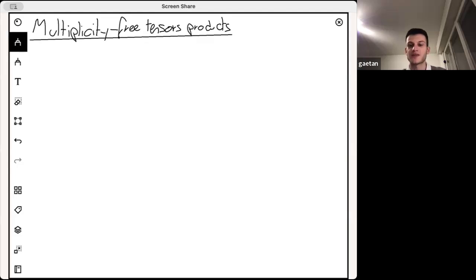So today I will talk about multiplicity-free tensor products for a simple algebraic group. I will start by recalling some definitions and introducing the main questions, and then discuss some of the techniques that we use to solve this main question about tensor products of representations.